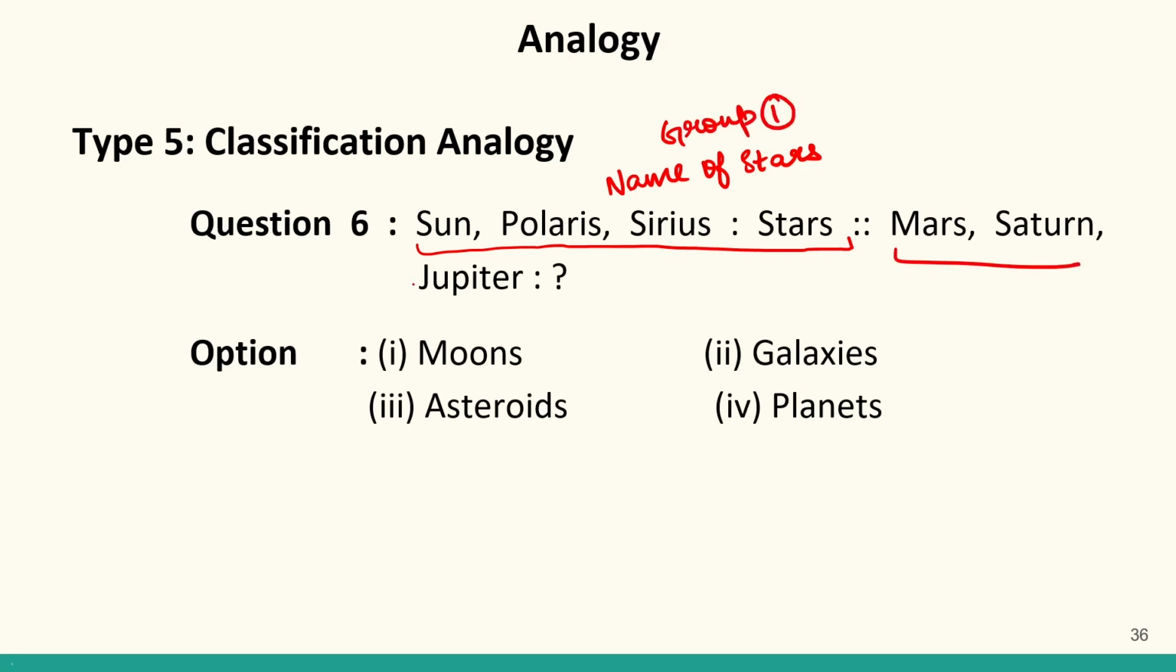Right? Mars, Saturn, Jupiter. This is group 2. What are these? These are all names of planets. So the answer will be option number 4, planets.